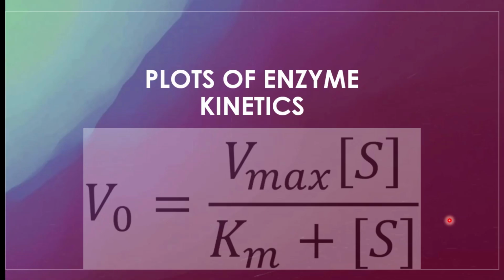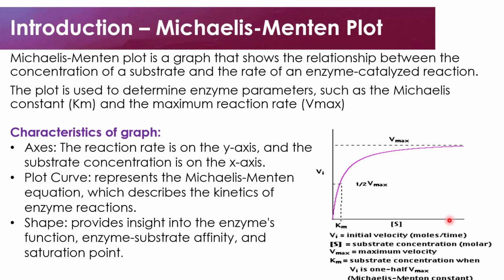In today's class and video, we are going to look at plots of enzyme kinetics. And we are going to use these plots to determine the Michaelis-Menten constant for the catalysis of p-nitrophenol phosphate by maize germ acid phosphatase. So let's start our introduction by looking at the Michaelis-Menten plot.